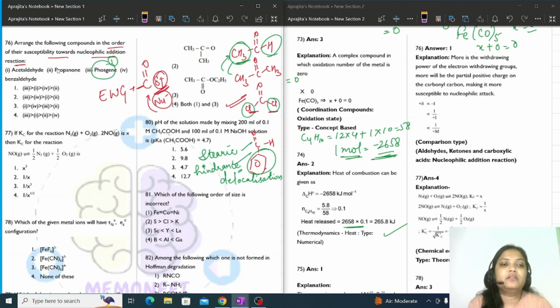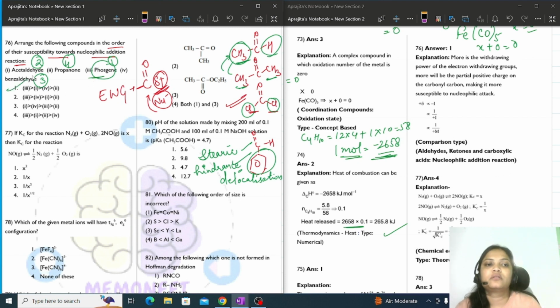So second position will be acetaldehyde, then benzaldehyde, and here propanone, because in propanone there are two electron donating groups attached, which is CH3 and CH3. So it will be at the last position. So it will be 3, 1, 4 and 2. So answer is option first.